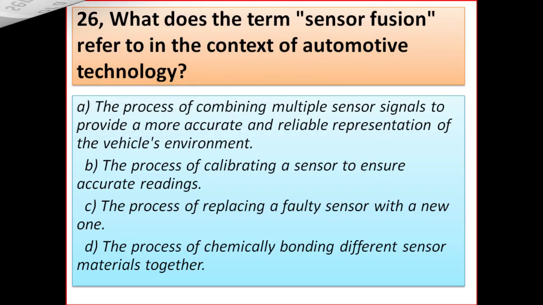26. What does the term sensor fusion refer to in the context of automotive technology? A. The process of combining multiple sensor signals to provide a more accurate and reliable representation of the vehicle's environment. B. The process of calibrating a sensor to ensure accurate readings. C. The process of replacing a faulty sensor with a new one. D. The process of chemically bonding different sensor materials together.